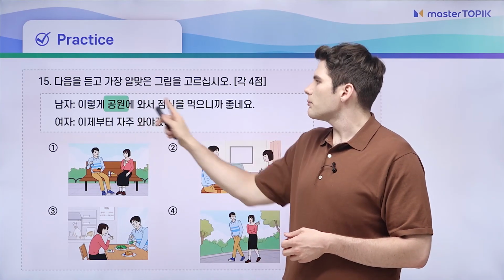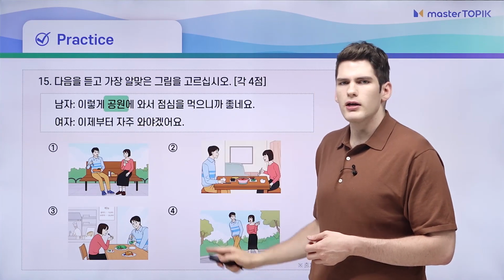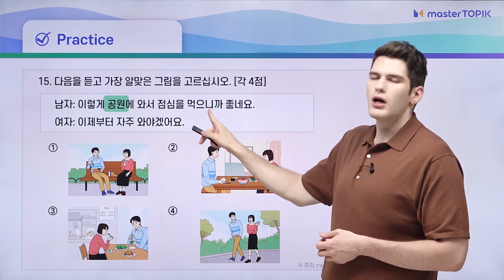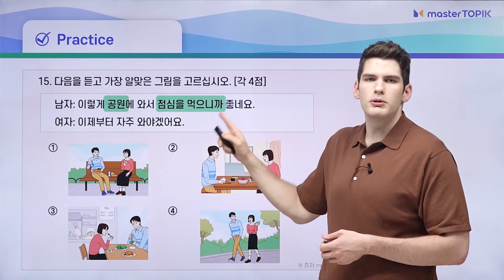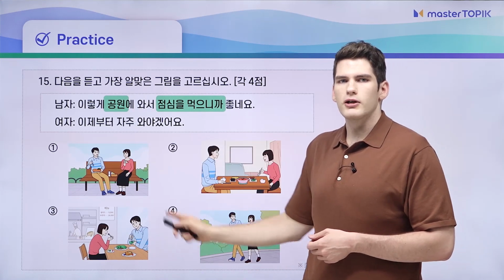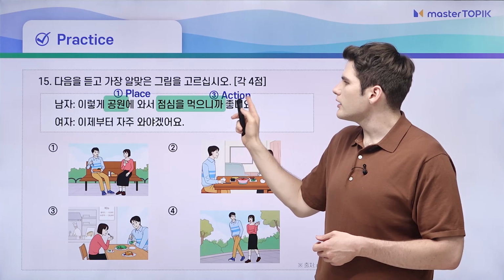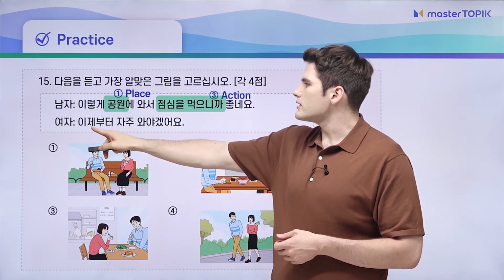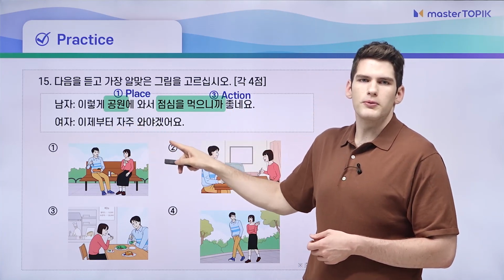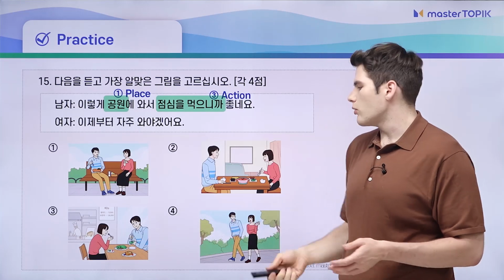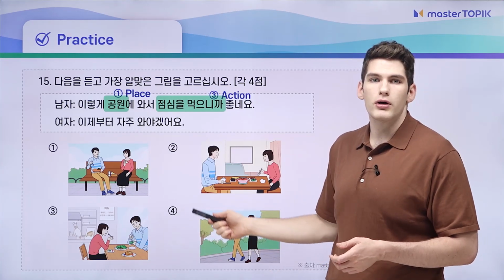So what are they doing in the park? Are they eating or are they walking? Well, 점심을 먹으니까, 점심을 먹으니까 좋네요. And so that narrows it down to number 1. So the place and the action. And then the woman says, 이제부터 자주 와야겠어요. So let's just say, for example, it was number 4.